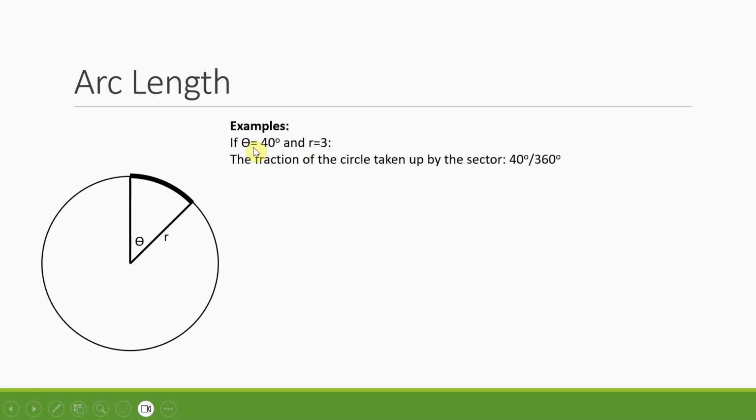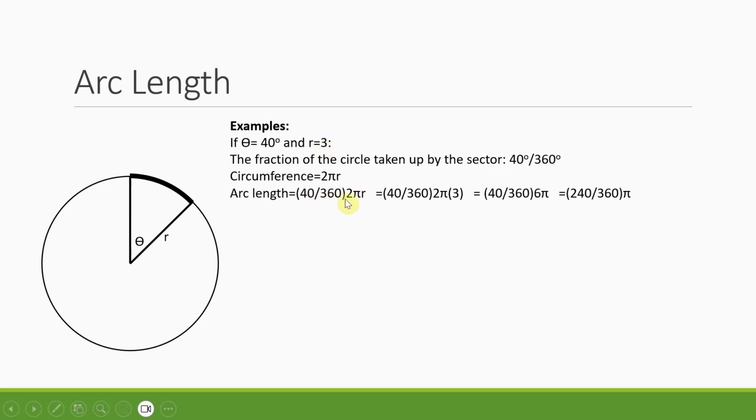So if I have degrees, my angle being 40 degrees, my radius being 3, the fraction of the circle taken up by the sector is going to be 40 over 360. I'm going to use the 2 pi r one because that's the most common, and you can see I have radius here. So I'm just going to take that 40 over 360 and put it in front of 2 pi r. That's my arc length. My radius is 3, once again. So 2 times 3 gives me 6, so 40 over 360 times 6 pi. Multiply 6 times 40, and I get 240 over 360 pi. And that's my answer. Again, you can continue to simplify this fraction if you want, but to save time, I'm going to leave it right there.